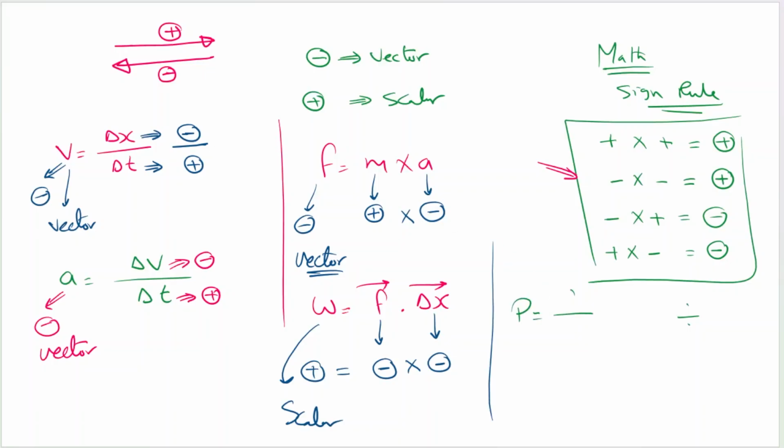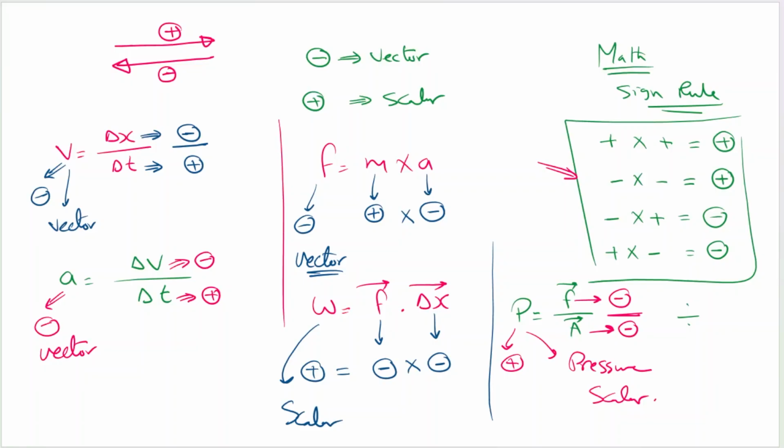Pressure is equal to force over area. By the way, area is a vector, you can search. Force is a vector, so it's negative. Area is a vector, so it's also negative. Negative divided by negative is equal to positive, so this is the reason that pressure is a scalar, because the direction is not needed. Pressure acts in all directions.